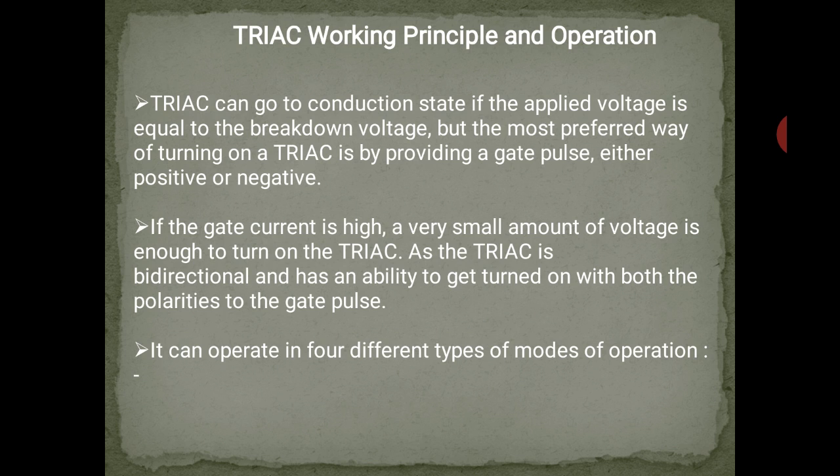Triac working principle and operation. A triac can go to the conduction state if the applied voltage is equal to the breakdown voltage, but the most preferred way of turning on the triac is by providing a gate pulse, either positive or negative. If the gate current is high, a very small amount of voltage is enough to turn on the triac, as the triac is bidirectional and has the ability to turn on with both polarities of gate pulse. It can operate in 4 different modes of operation.